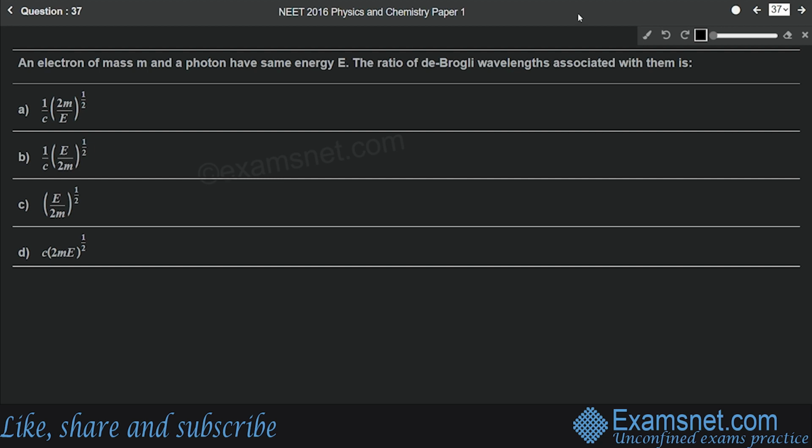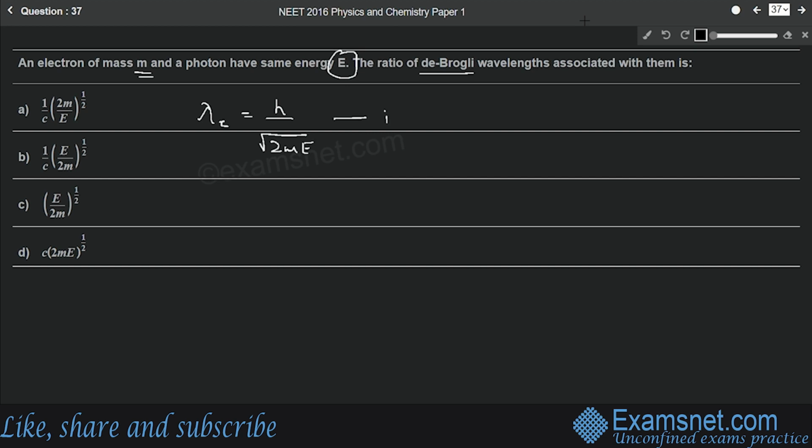Question number 37 is from the chapter Dual Nature of Radiation and Matter. And the question is, an electron of mass m and a photon have same energy E. The ratio of de Broglie wavelengths associated with them is. Okay. So what is the de Broglie wavelength of electron? Lambda e is equal to h by under root 2mE, where E is the energy.